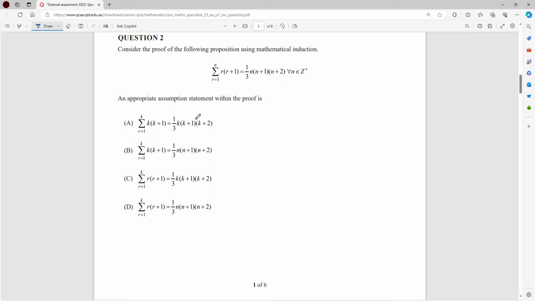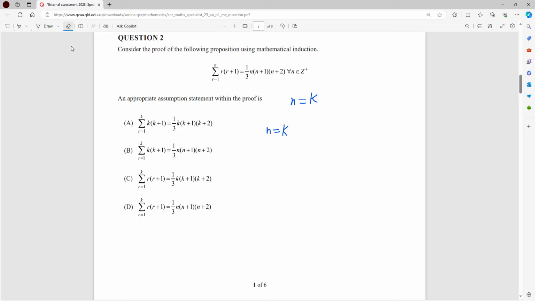Consider the proof of the following proposition using mathematical induction. Induction means you're proving for n equals 1, then n equals k, and then n equals k plus 1. The appropriate assumption statement within this proof is, so when we're substituting n equals k involved, on this side here, I know straight away these first two are incorrect because they've put the k where the r is meant to be. What we're doing is replacing n with k, not the r with the k, because while this will expand out, these are your indexes for the sum.